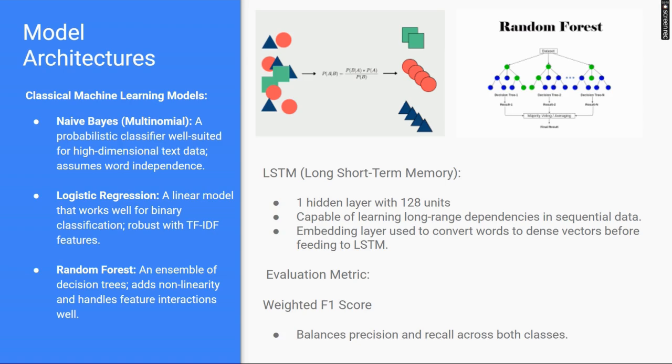I have also tried another model, which is random forest, an ensemble of decision trees, which adds non-linearity and handles feature interactions as well. All models were evaluated using weighted F1 score, which balances precision and recall, especially for imbalanced datasets. In the LSTM, one hidden layer with 128 units is used, and embedding layers are used to convert words to dense vectors before feeding them to the LSTM. The weighted F1 score is also used to balance precision and recall across both classes.